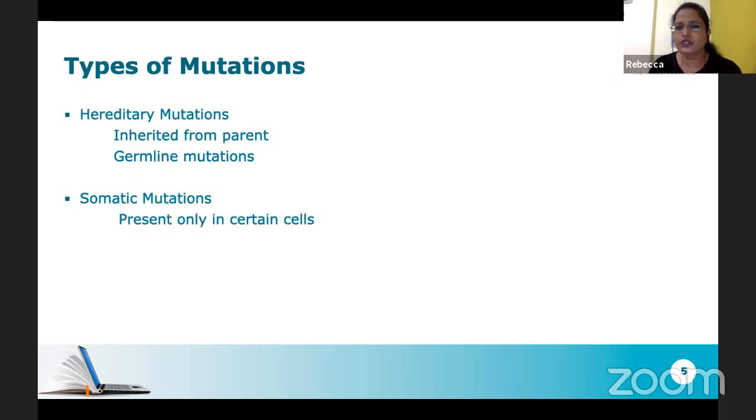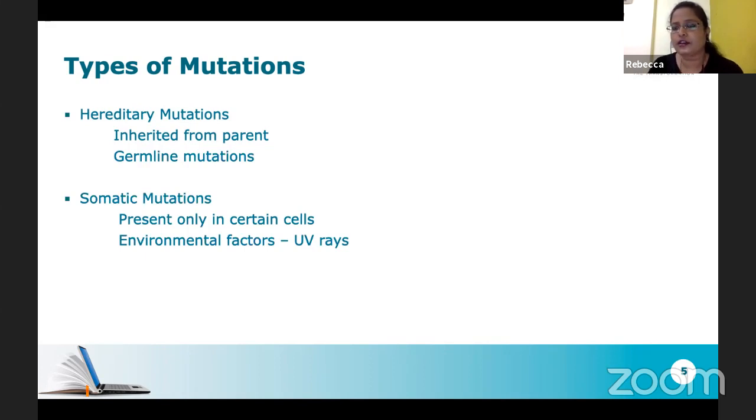The next one I would like to tell you about is the somatic mutation. Somatic mutations affect all other cells rather than the sperm and the egg. For example, they affect the eyes, the hair, the blood, the bone marrow. If mutation occurs in all these places, it is called a somatic mutation, and it is present only in certain cells. Somatic mutations can be influenced by environmental factors like UV rays.